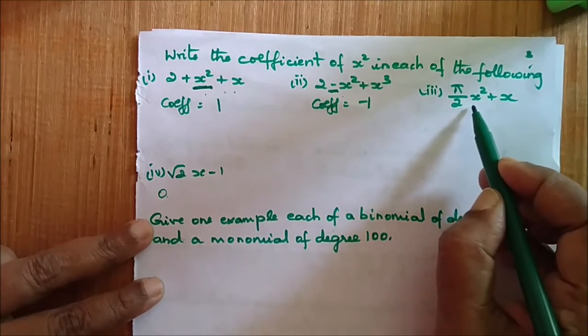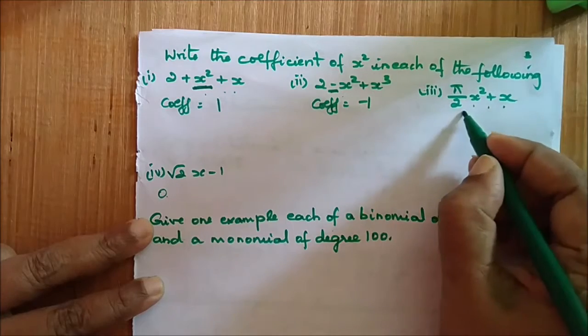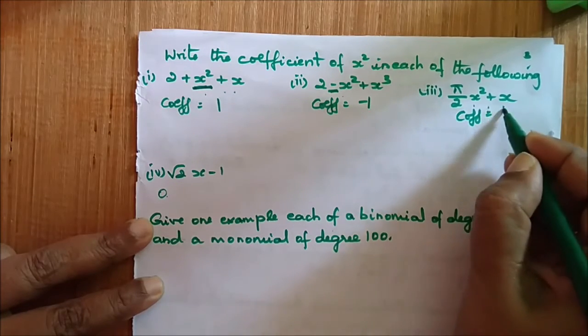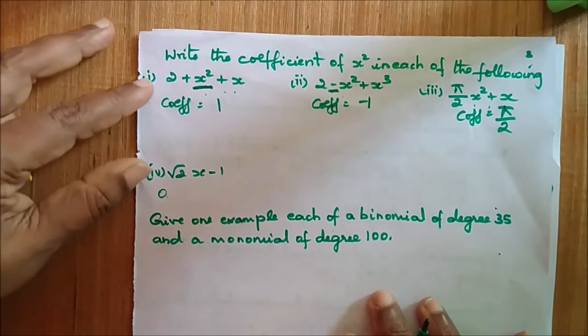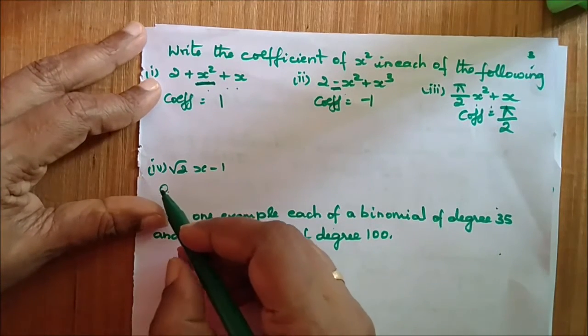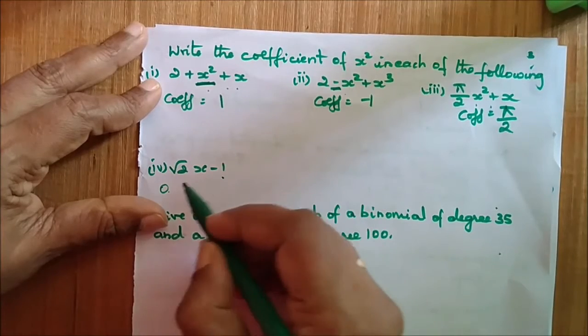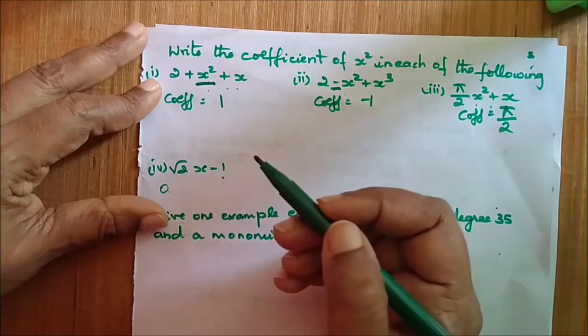Here I have pi by 2 x squared plus x. So here the coefficient is nothing but pi by 2. I hope you understood this. Now let me take this. I am given root 2x minus 1. Now in this there is no x squared.